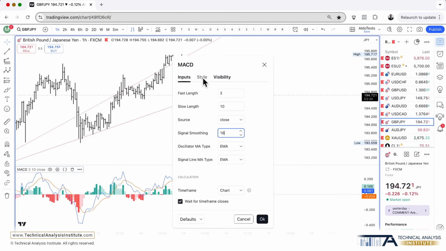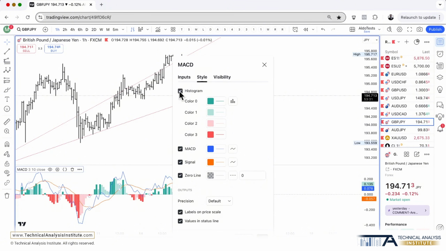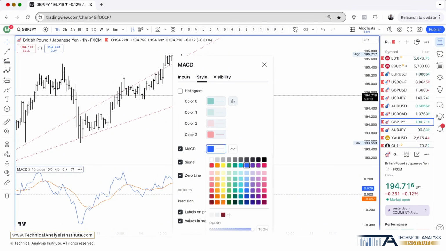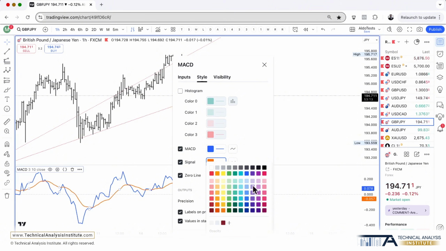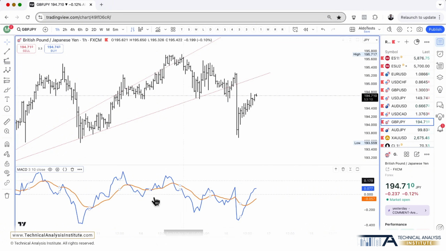Then you move to style, and here you're going to get rid of the histogram, because the histogram does not help us here with anything. And what I would suggest is that you make the MACD and the signal line a little bit wider, so you can see it better, both of them. So you can see now we have a very, very clean view of the MACD. But it's a very different MACD. In fact, it's known as the MACD oscillator. It's a different setting, different way to use it. But for this particular setup, it's extremely, extremely useful.